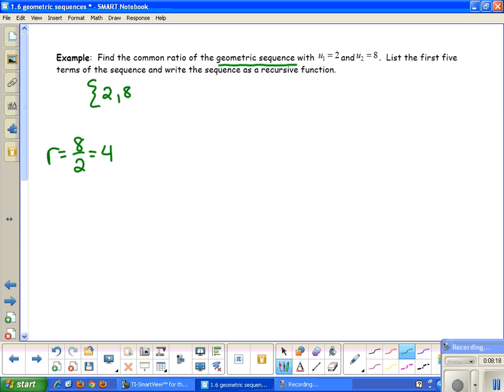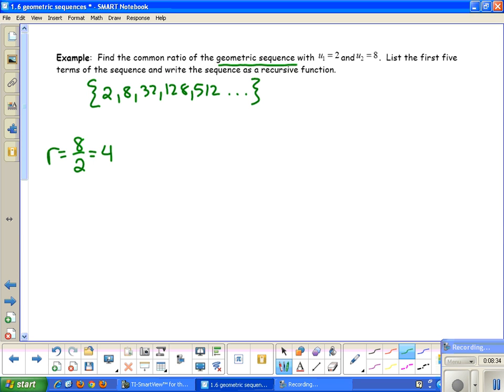So 2 times 4 is 8. 8 times 4 would be 32. 32 times 4 is 128. 128 times 4 is 512. And so on. So that gives me the first 5 terms of the sequence written out.